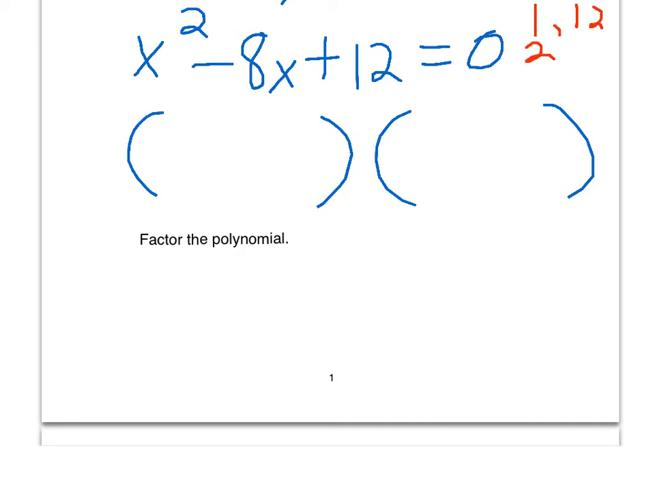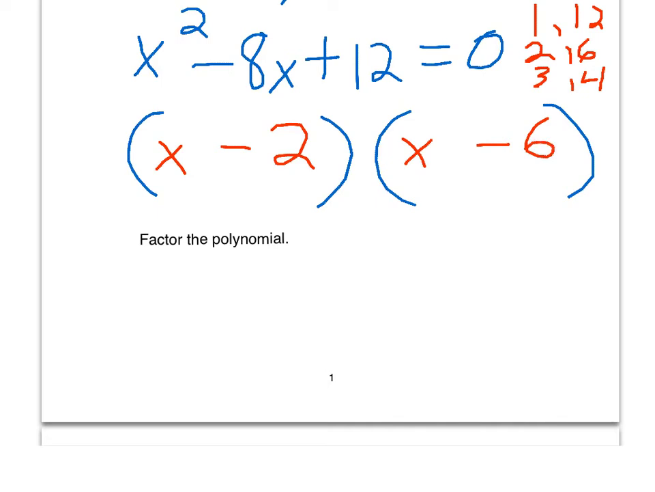We have 2 and 6, and 3 and 4. I think you know by looking there which one's going to work. Which one of those three sets add up to give you 8? Well, we would have 13, 8, or 7. So it's the middle two, the 2 and the 6. We do need a negative 8, so both will have to be negative. So that's going to give us x minus 2 and x minus 6 for our factors.